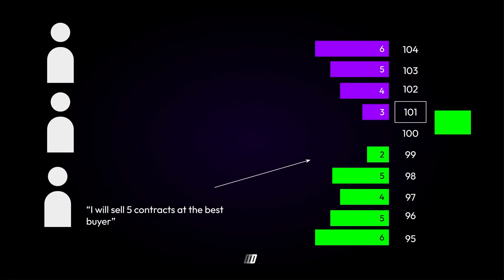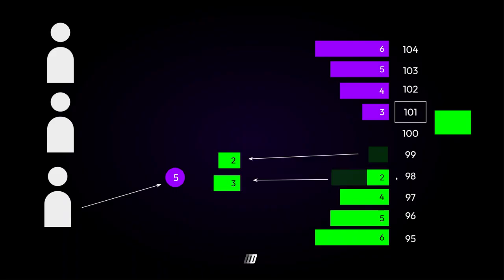Now a seller finally comes and says, hey, I will sell 5 contracts at the best buyer. Well, who's the best buyer here? This guy. 2 contracts at 99. Well, he wants 5. Who's the next best buyer? Here. Okay, so I'm going to sell some here and some here. Yep. That is called slippage. Right? Probably heard about it.